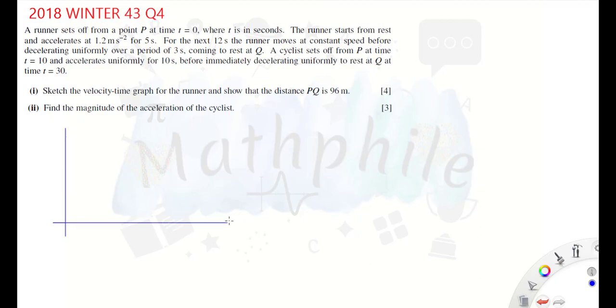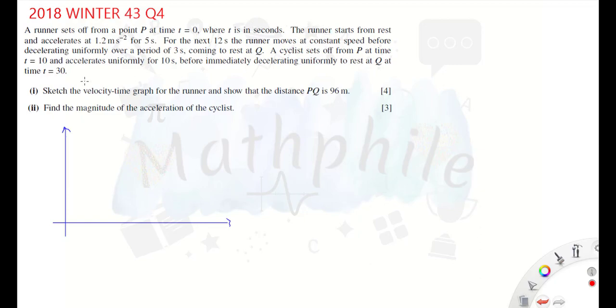Okay, so this is my graph. I don't need a ruler. I can get diagonal lines. A runner sets off from point P at t equals 0. You should know that with this kind of graph, if you don't use a straight line, you're going to be in trouble, especially the displacement time graph, because you can represent acceleration and deceleration using curves on the displacement time graph. So you have to be very careful.